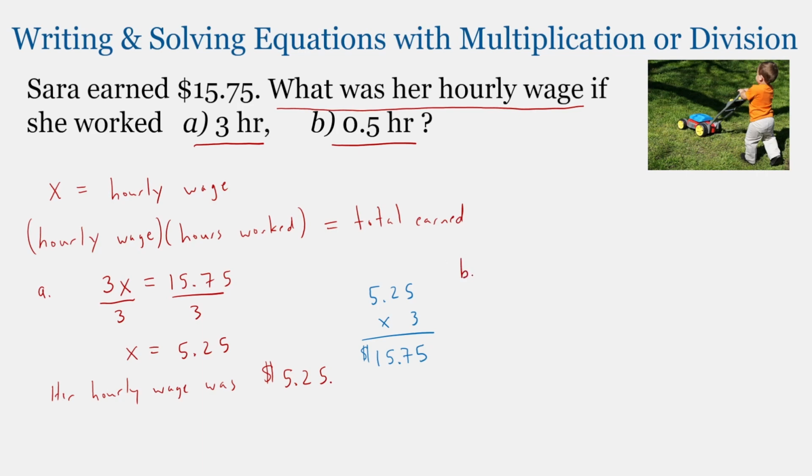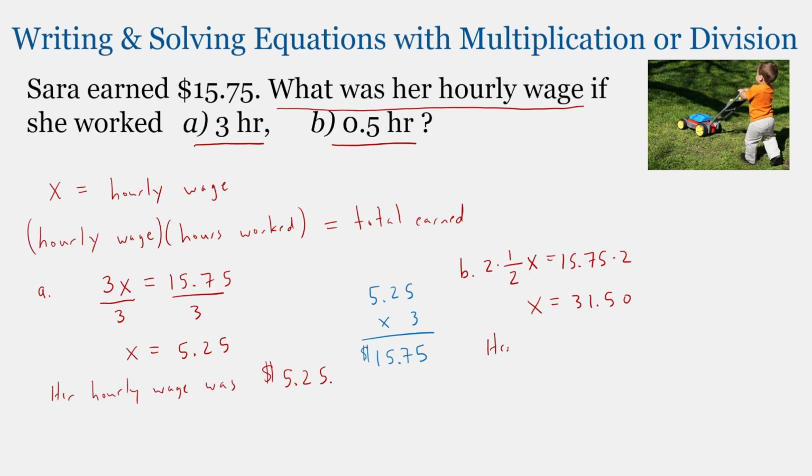Now looking at B, instead of working 3 hours, she worked a half an hour. So we can write this as 0.5, or we can turn this into a fraction. That's 1/2 x equal to $15.75. To solve this equation, we're going to multiply both sides by 2, and this gives us x equal to 31.50.